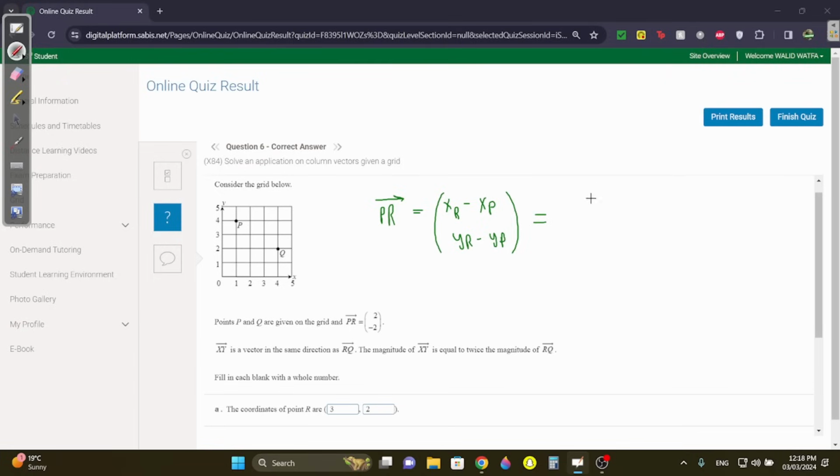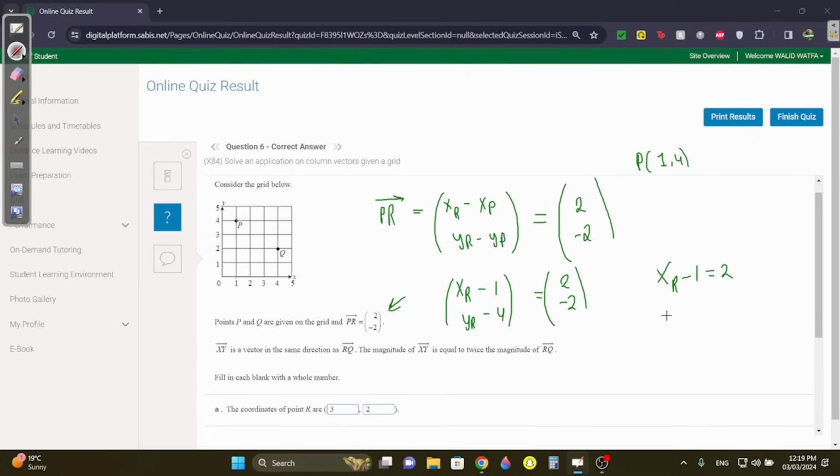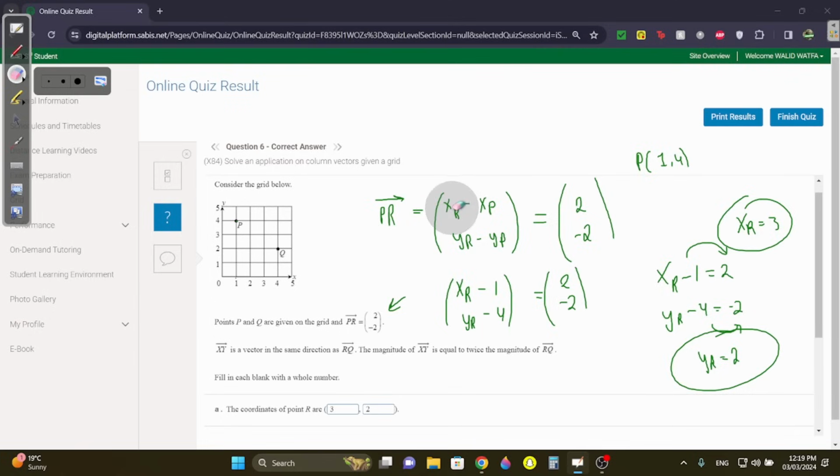What is this equal to? We said 2, minus 2, because it's given. Okay, what else do we have given? We also have x of P, y of P given, right? P is over here. It's at 1, 4. So P is 1, 4. So let's solve this. It's going to be x of R minus x of P, which is 1, y of R minus y of P, which is 4, equals 2, minus 2. Can you solve this? Yes, you can. So you get two equations. x of R minus 1 equals 2, and y of R minus 4 equals minus 2. 1 to the other side, x of R equals 3. Minus 4 to the other side, y of R equals 2. So the coordinates will be 3, 2. Okay, the formula: final minus initial equals the magnitude, equals the x component and y component.